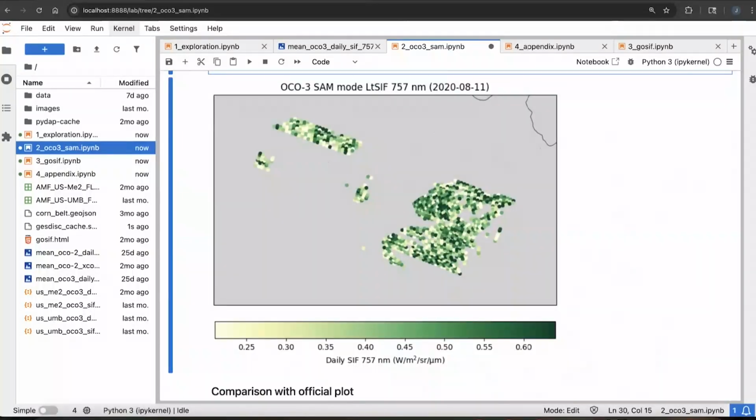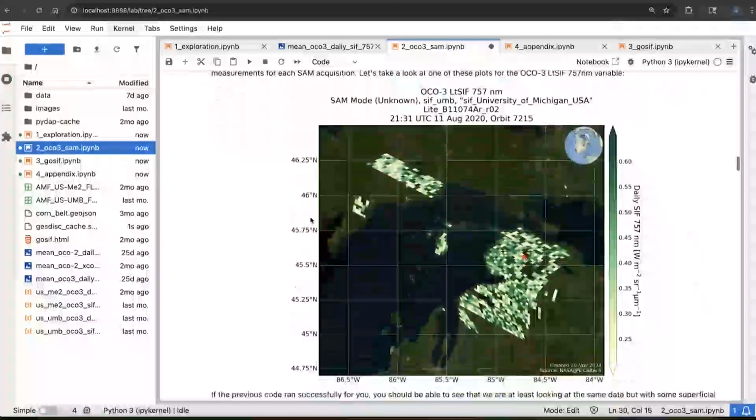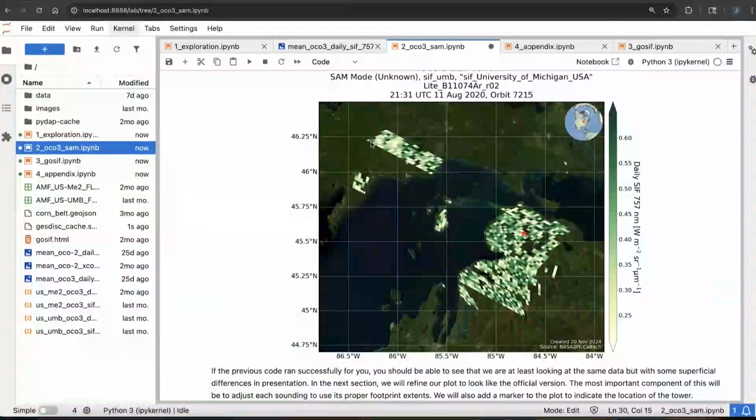On the other hand, one of the most crucial differences you'll notice right away is that the samples in the official plot are represented by quadrilaterals at varying angles. So let me scroll back down to that so that you can see it. And here we see the quadrilaterals representing each of the SIF samples.